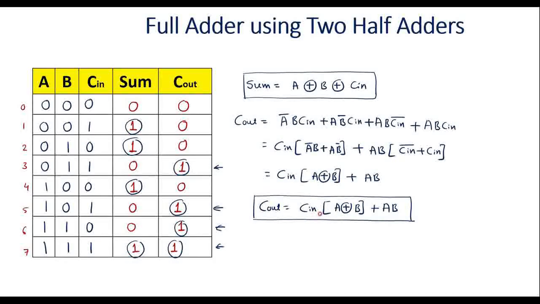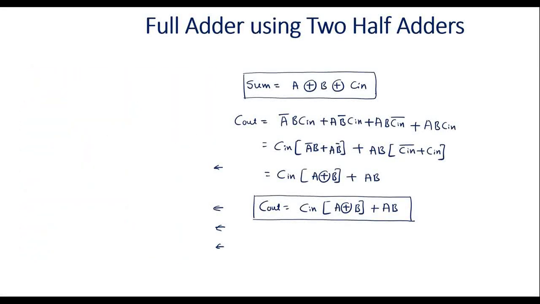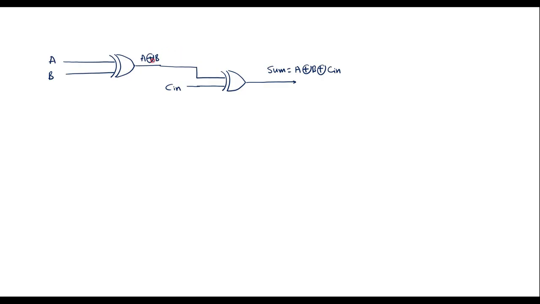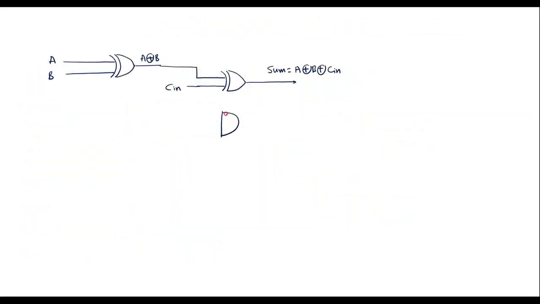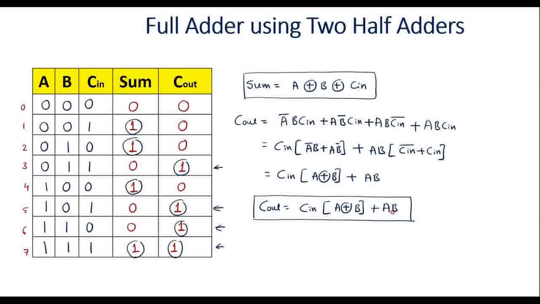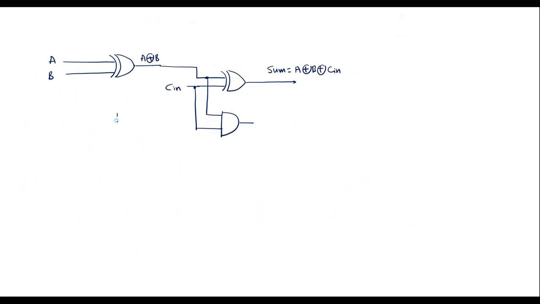Cout is equal to Cin (A XOR B). So here we have A XOR B. So I'll take one AND gate. It is nothing but A XOR B dot Cin, meaning we are supposed to use an AND gate between Cin and A XOR B. So one input to the AND gate is A XOR B. Another input is Cin. This is one thing. Plus we have AB. So I'll use one AND gate here. The inputs to this are A and B.